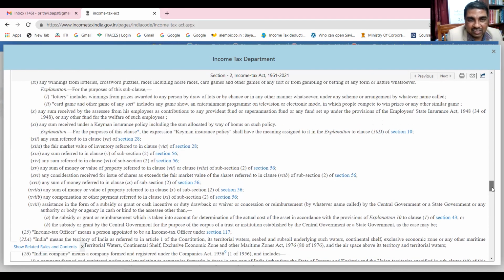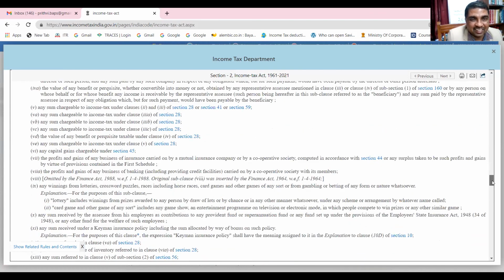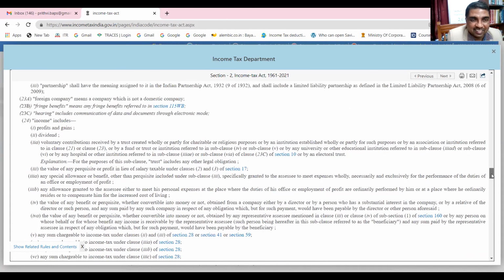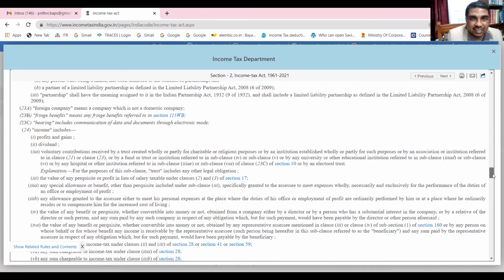And in some places you need to refer to other sections also. For example, if you want to understand this particular item, you have to read Section 56. Then only one can understand. Like this, sometimes you have to read Section 28. Then only one can understand. So all these items constitute our income.